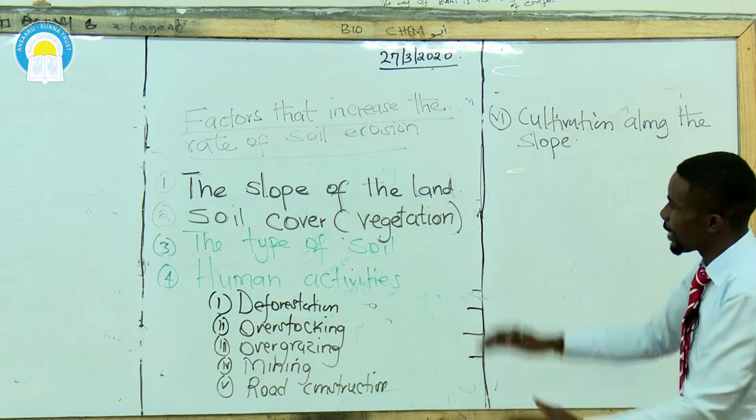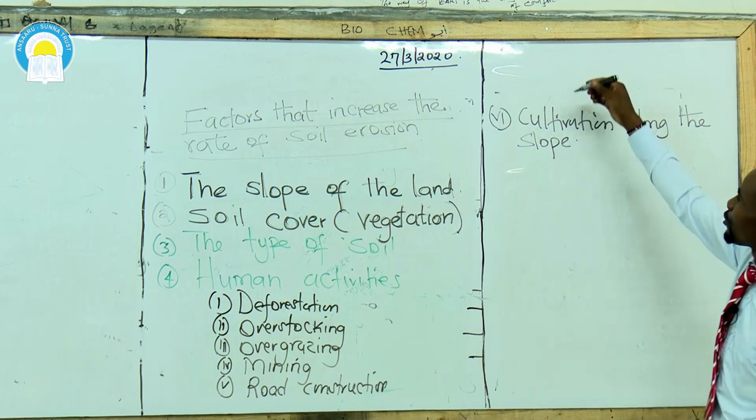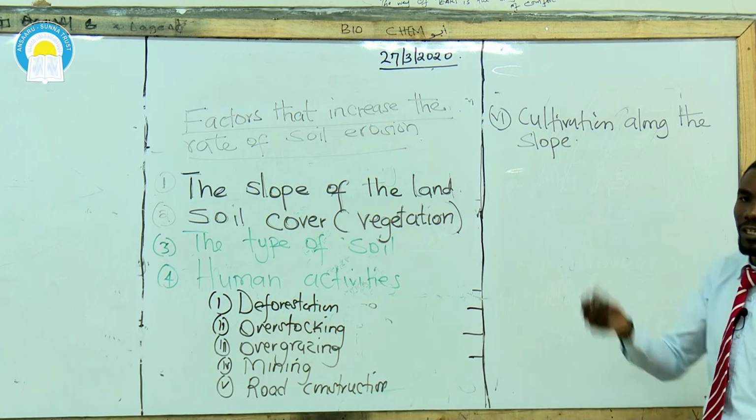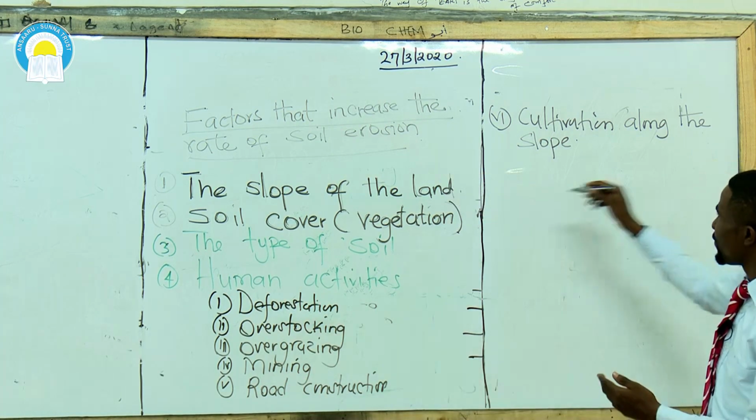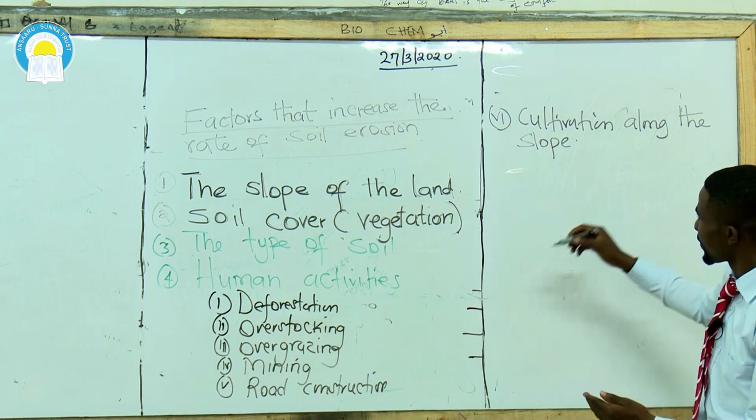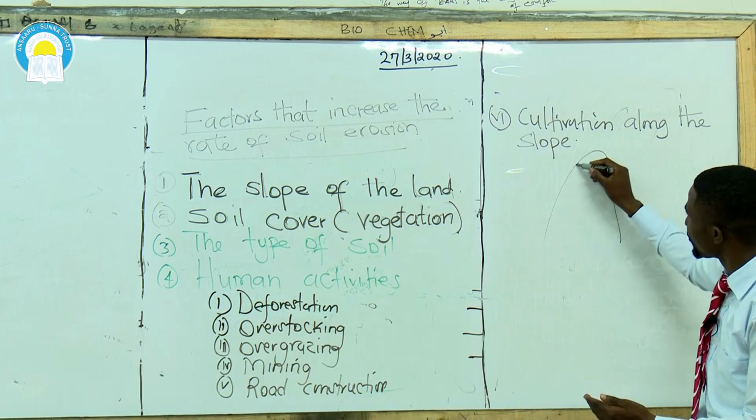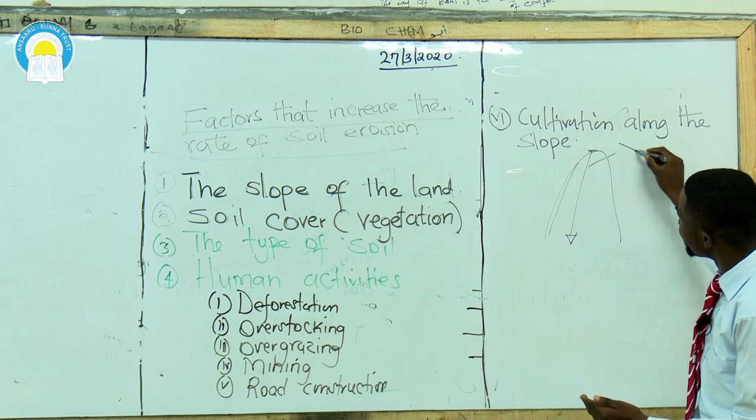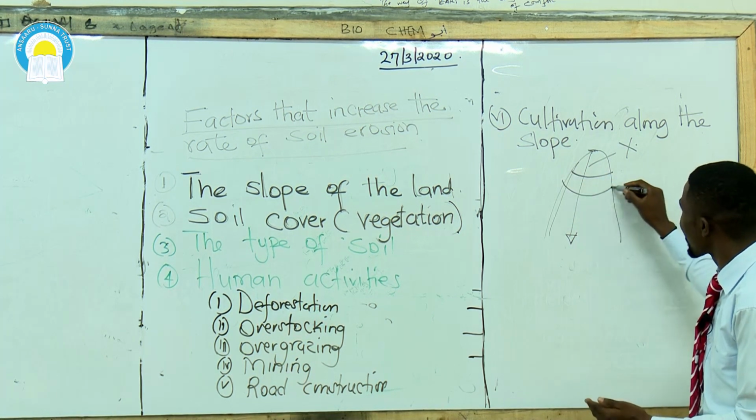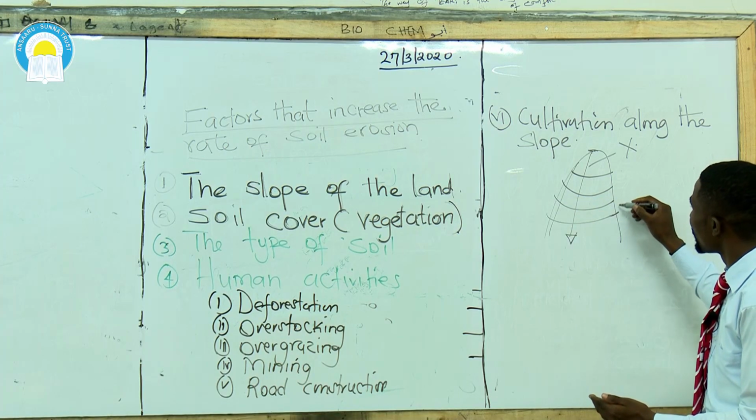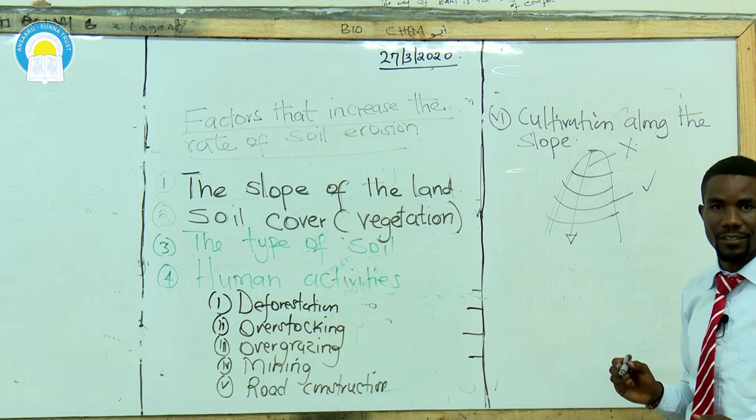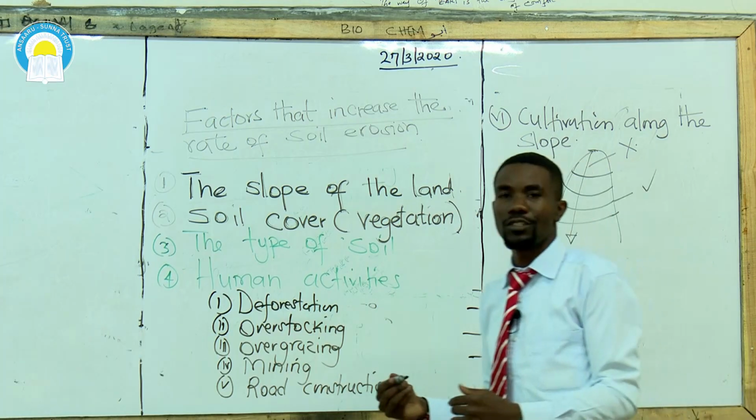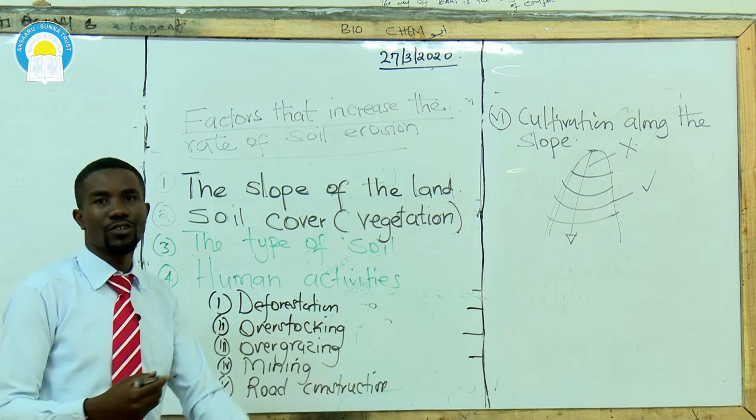If this is our land, assuming it is the hill, you are not supposed to cultivate from up, down the hill. That one is along the slope. It will increase the rate. We are supposed to cultivate across the slope. If this is the hill I'm talking about, don't cultivate like this, from up, downwards. This one is wrong. We are supposed to cultivate across the slope. This one will prevent soil erosion. So cultivation along the slope is not going to help us. It will increase the rate of soil erosion.